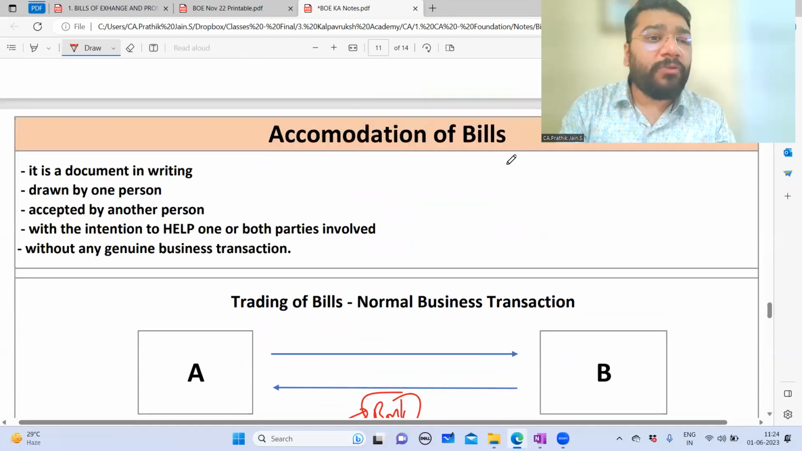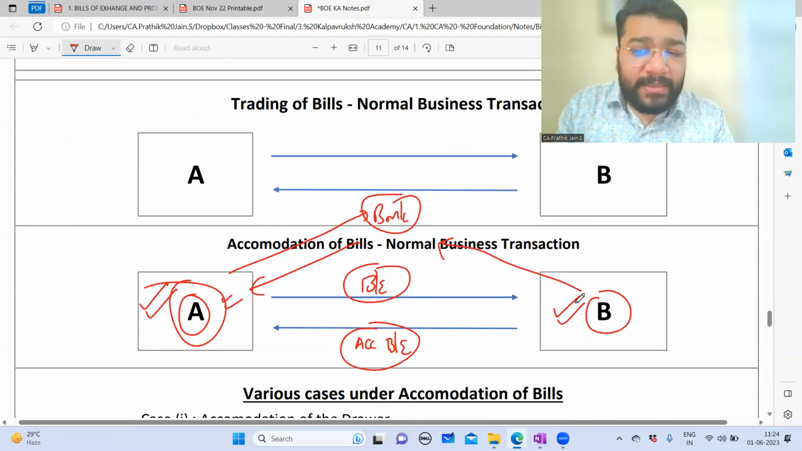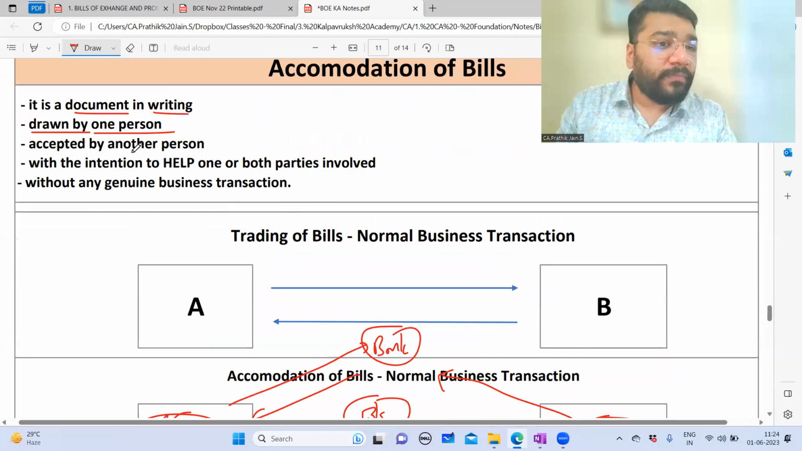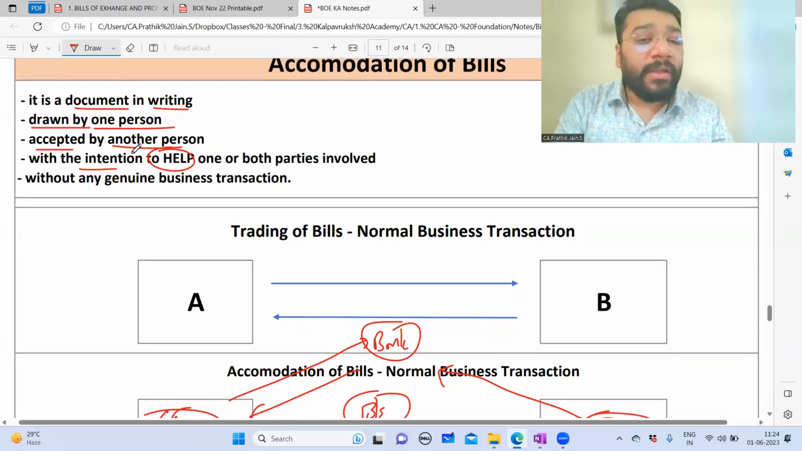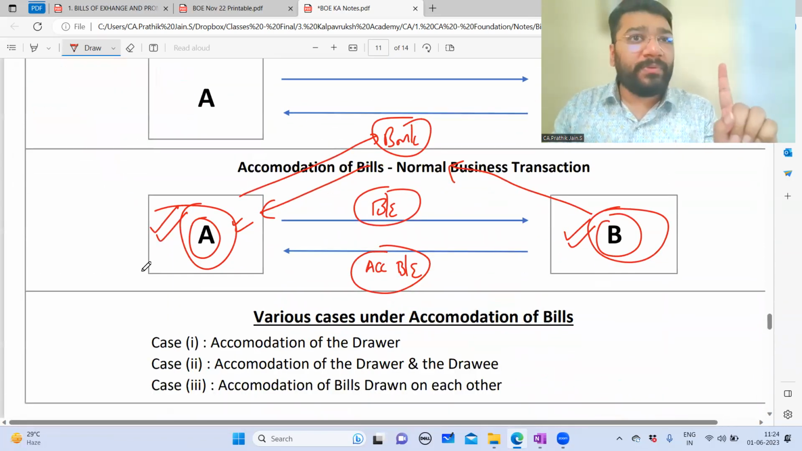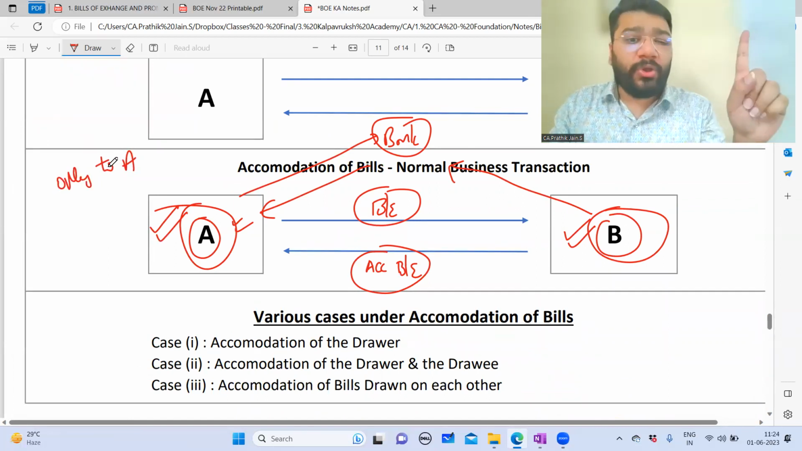So accommodation of bill is basically a bill of exchange, which is a document in writing, drawn by one person. So here who is drawing? A is drawing. Accepted by another person. What is the intention behind it? The intention is to help. Help whom? Now there are three cases. Here the help is done only to A. Only to A. So one person is drawing.